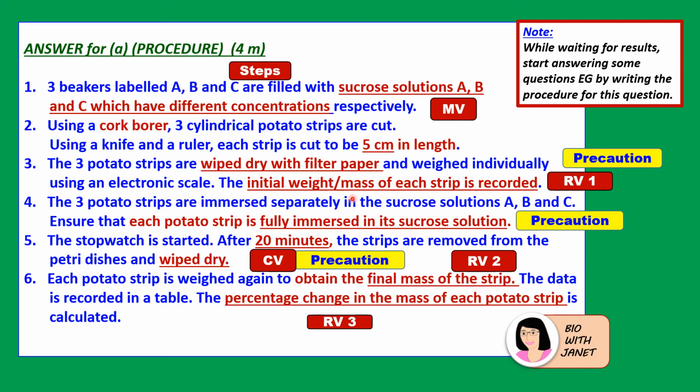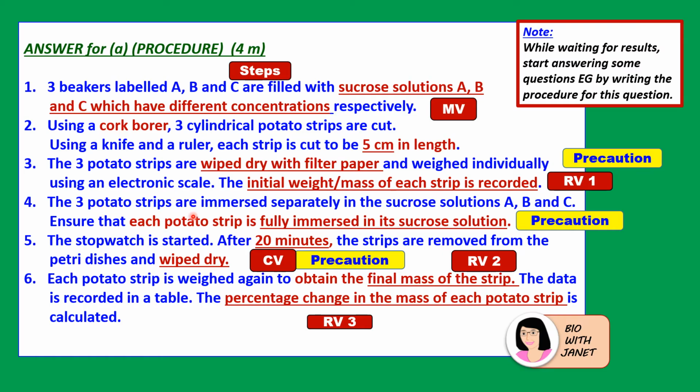Now, the initial weight or mass of each strip is recorded. So that is related to your responding variable. You need this value. Okay? So remember to weigh the initial weight or mass of the potato strip. If you miss out this part, then you can't get the results for your experiment, right?